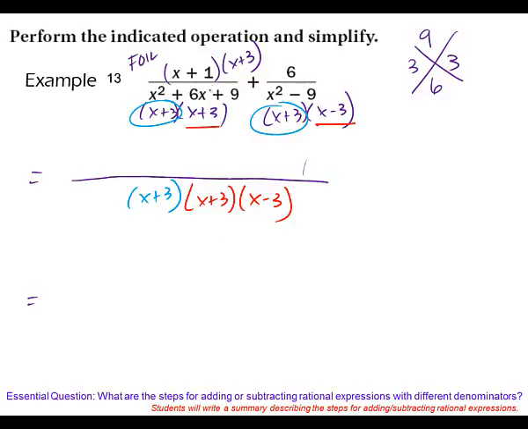That was all the new stuff. Mrs. Ballard didn't show you the FOIL yet on it. All right, so what's x times x? X squared, good. X times 3, 3x. 3x, 1 times x, x, and 1 times 3, 3. Good.